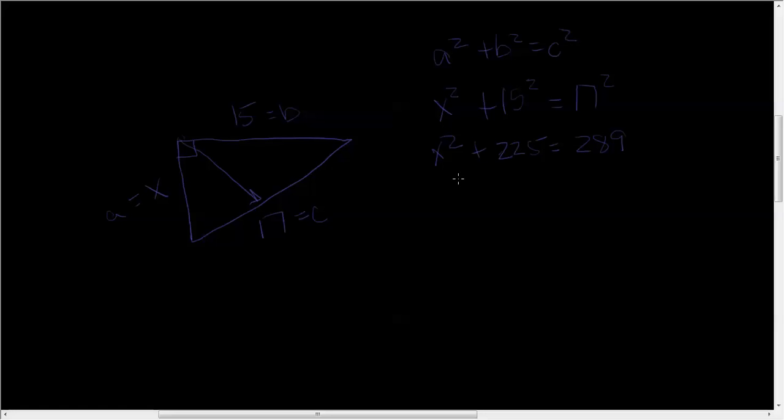Now I'm going to have to solve for X again, so I'm going to subtract 225 from this side. And that gives me 64. X squared equals 64. So X equals the square root of 64. 64 is a perfect square, so X equals 8. So that's how you find out one of the sides. You do not have to use this formula just to find the hypotenuse. You can use it and manipulate it to find any side you want.